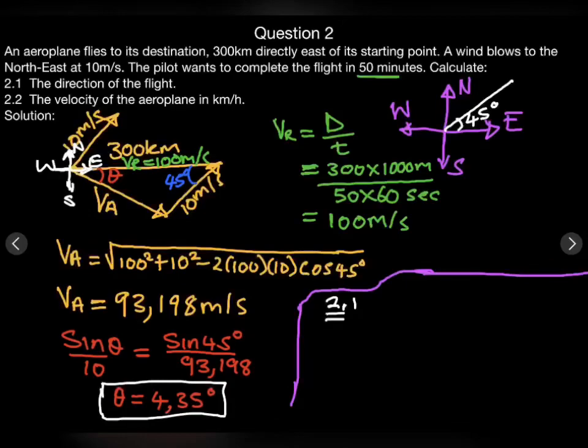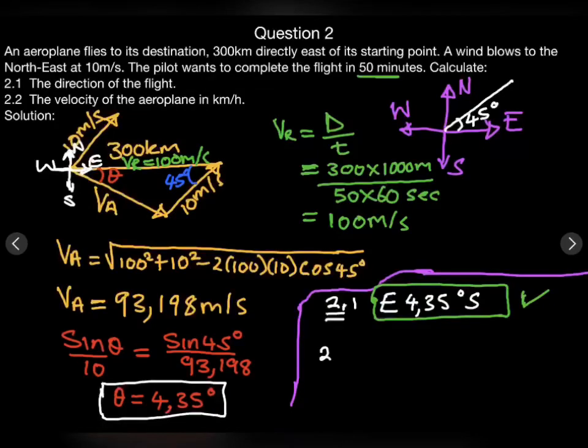It is in the southeast region, and the angle theta is touching the east line. So we start by saying east, since it's touching the east line. Then we call the angle, 4.35 degrees, towards the south, as if we're going to south. So that's the first answer. We have answered the first part.